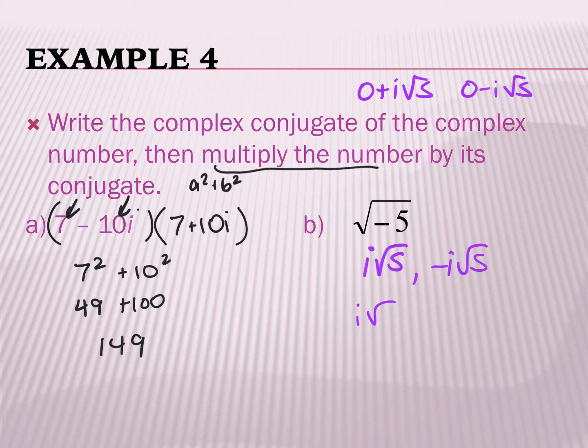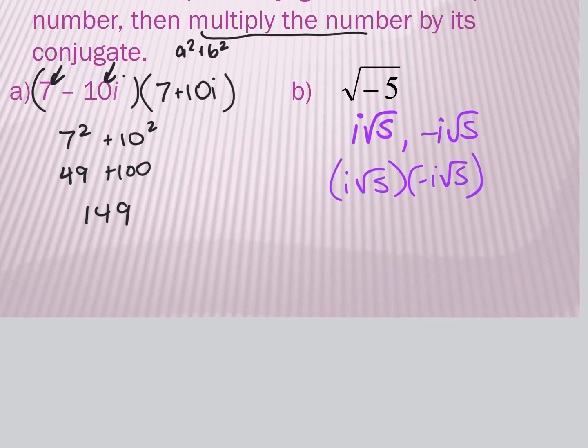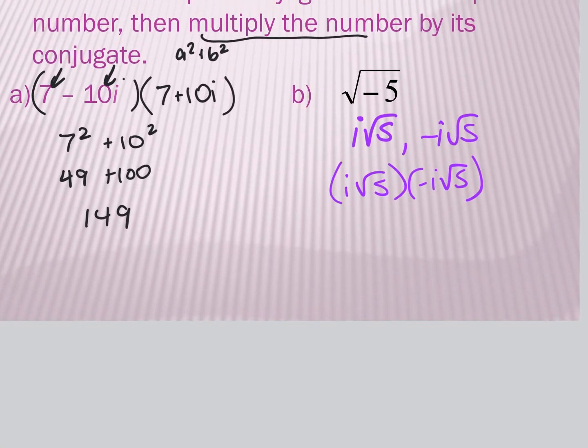Now multiply these together. So i times negative i is negative i squared. Square root 5 times square root 5 is what? 5. This would be squared, sorry. Negative 1 is just positive. So the conjugate was just the opposite sign on the i term.